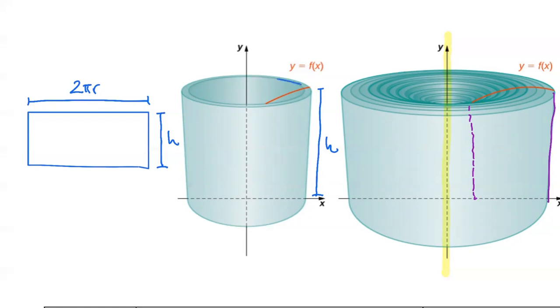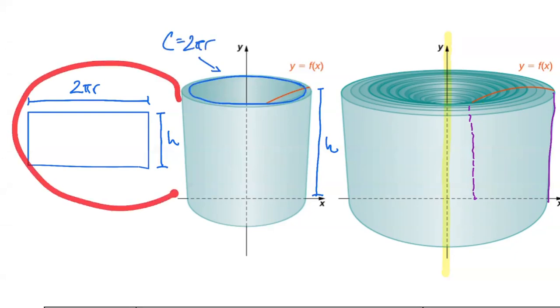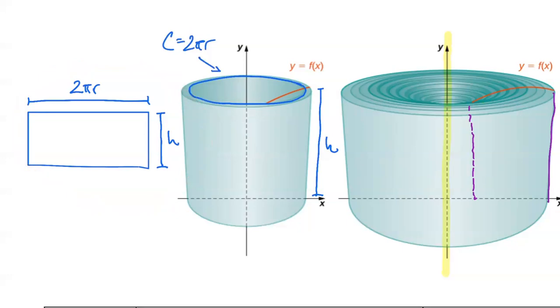Right? So this part right here, this is your circumference equals 2 pi r. And when I just cut with a pair of scissors and open up this shell, I end up with a rectangle that has 2 pi r as one side and height as the other side. So you folks tell me, what's the area of this rectangle?